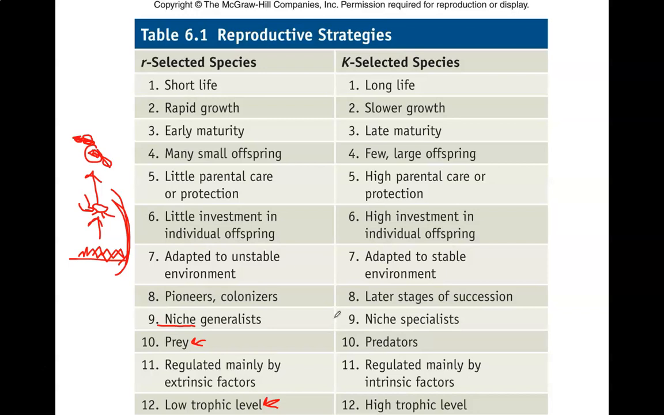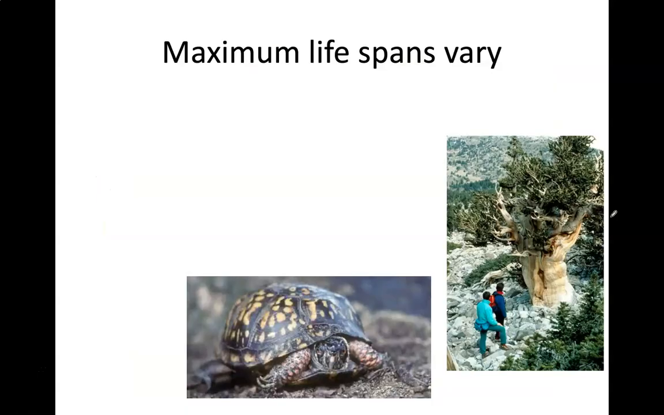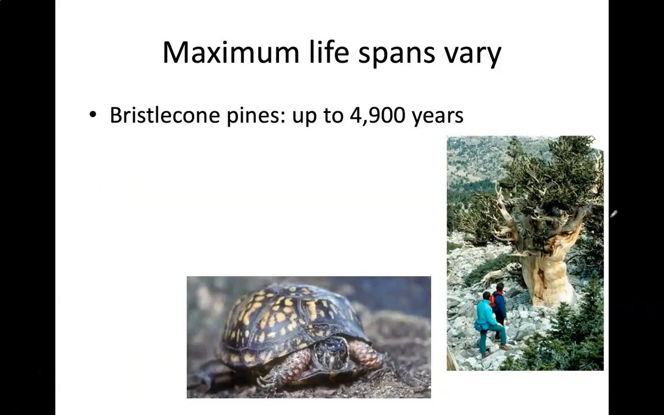Now, another way that you can kind of put these guys into groups, as you saw, was lifespan. The thing is, though, is that lifespans vary, especially maximum lifespans. So we've got everything from one of the longest lived organisms on the planet, and that's this guy over here. These are Bristlecone Pines. They've been dated up to 4,900 years old. And no, they're not telling anybody where that one is.